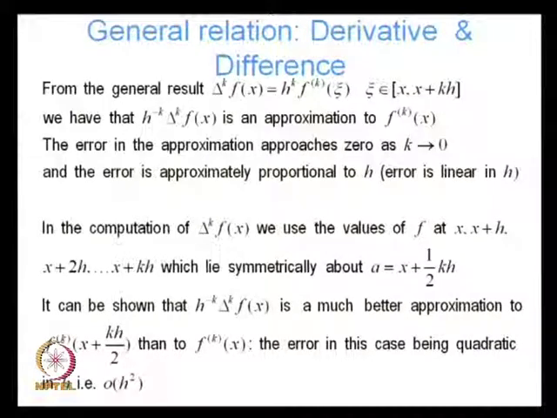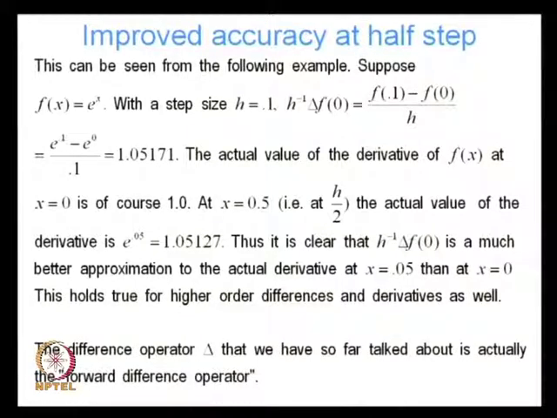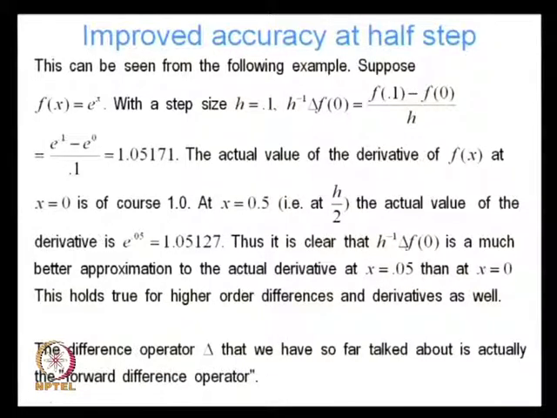So let's look at a little example and show whether this is true. In the example we look at the exponential function f(x) = e^x, and suppose we are going to evaluate differences with a step size of h = 0.1. Then delta f(0) is going to be f evaluated at 0 plus h minus f evaluated at 0, and h is 0.1. So f evaluated at 0.1 minus f evaluated at 0, divided by my step size h, which is 0.1.